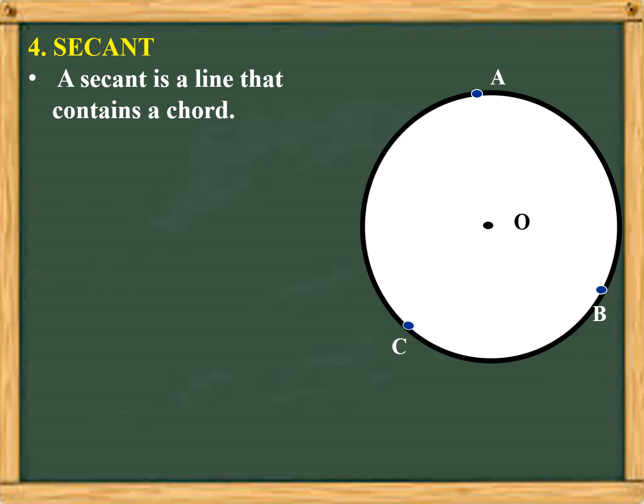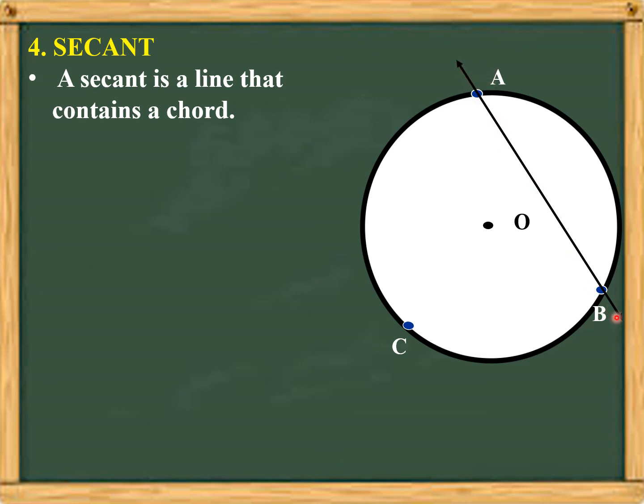Let's sum now secant. A secant is a line that contains a chord. So, ibig sabihin, chord din siya, kaso line siya. Okay? So, a line that contains a chord. So, for example, if I'm going to connect point A and point B, pero hindi segment ang gagamitin natin ay line. So, ibig sabihin, we have arrows. So, ibig sabihin, lalampas sa circle ang ating line. So, we have 2 arrows. So, ibig sabihin, this is secant.